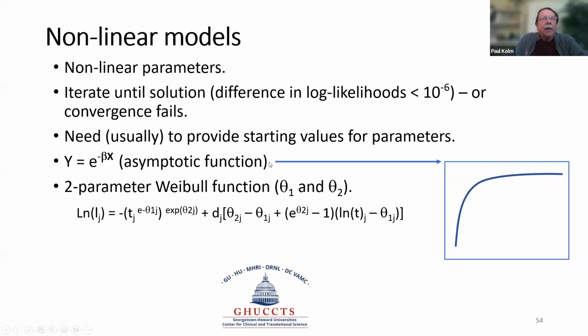And so here's a real simple one where you raise e to the minus whatever this is regression. This is basically the regression equation with regression coefficients and the covariates. And the plot of this is an asymptotic function that will look like this. The second one is a 2-parameter Weibull function. And you can see that's much more complicated. This is more of a time to event function or survival function.